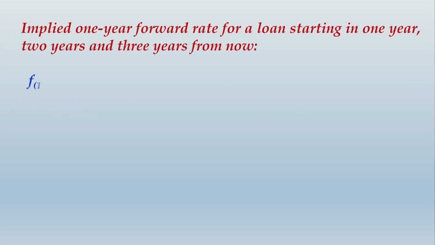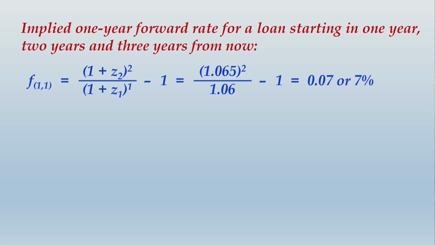Let's check your answers. F1, 1 will be simply obtained as 7%. Don't ever forget, whatever forward rate as implied forward rate you are going to compute, always take the bigger factor divided by smaller factor. Here the bigger factor was for 2 years, smaller factor was for 1 year. So this factor, which is the resultant factor, is itself a factor for 1 year. So you don't have to take any square root or cube root. You directly subtract 1 to arrive at the rate.